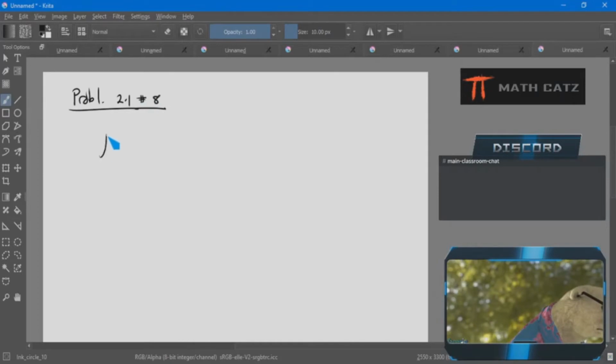Number 8 is the limit as x approaches infinity of 1 over root x minus 100. That's not a rational function anymore. What do I do? Leading terms? What's the leading term here? I don't really know. It's not quite the same.